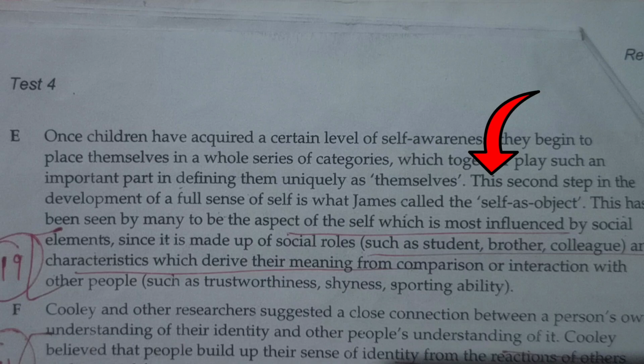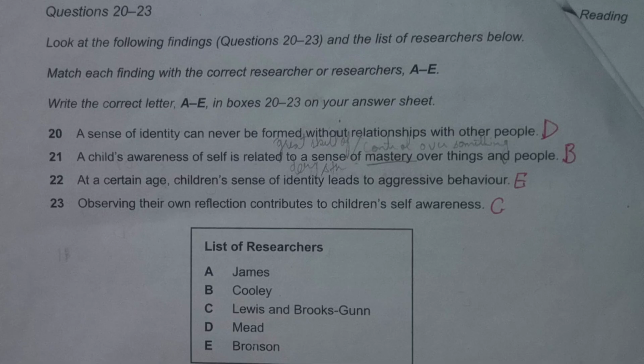तो सभी social elements उसे influence करते हैं. Next 22 to 23 questions are to match the findings with the researchers. First statement is, a sense of identity can never be formed without relationships with other people. दूसरे लोगों के relationship के बिना identity नहीं बन सकती. This finding is of Mead.